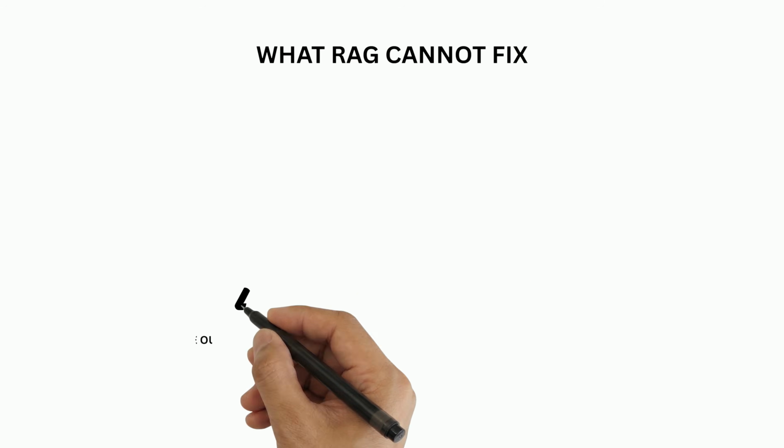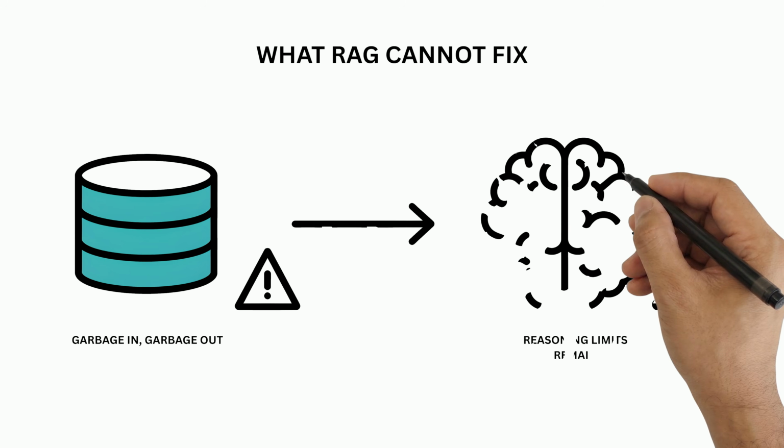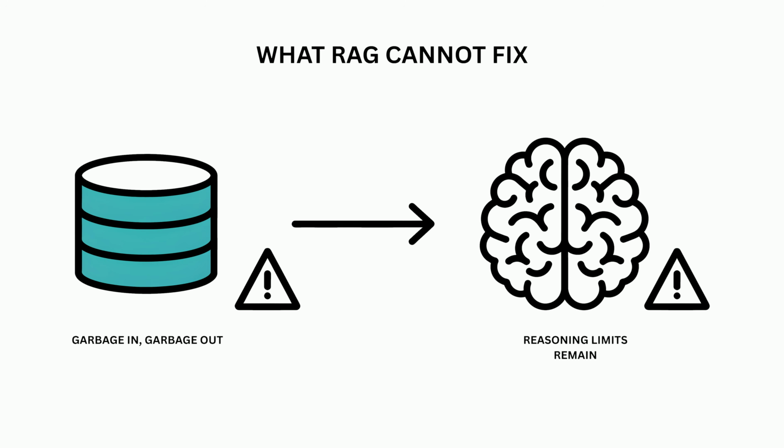RAG isn't magic though. If the documents in your vector database are outdated, wrong, or poorly written, the model will confidently generate answers grounded in bad information. And RAG doesn't fix the model's underlying reasoning limits either. It just gives it better material to reason with. Garbage in the retrieval step still means garbage in the answer.